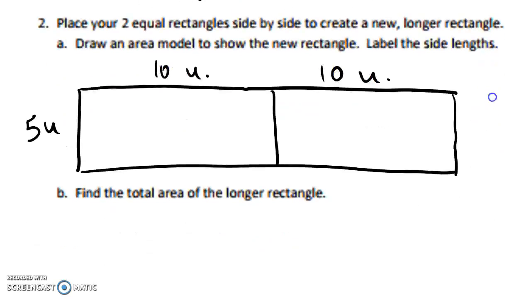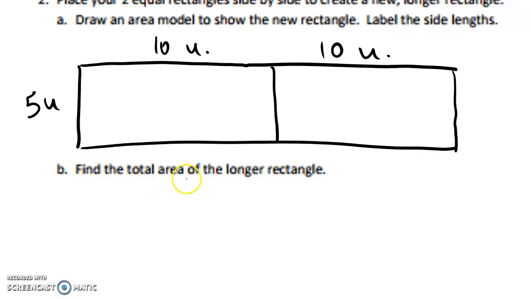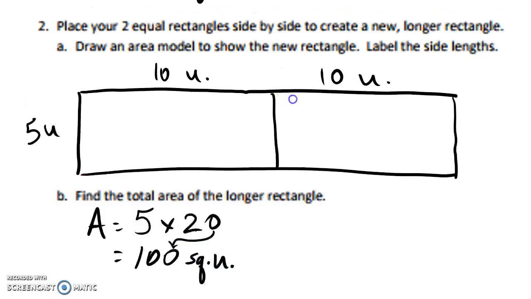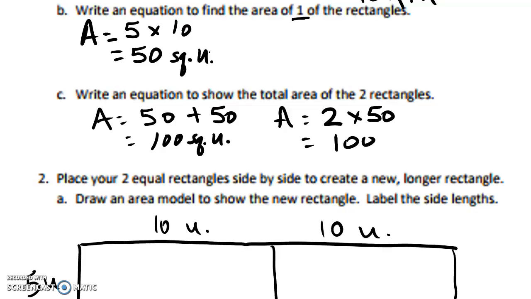All right, so find the total area of the longer rectangle. We can do that a couple ways. So the area is going to be 5 times this top length, which is 10 plus 10, or 20. I know that I can multiply 5 times 2 to get 10 and put that lovely little 0 on at the end, so 100 square units. And that should be the same as we got up here, right? Because it's the same rectangle, we just took that space out in between.